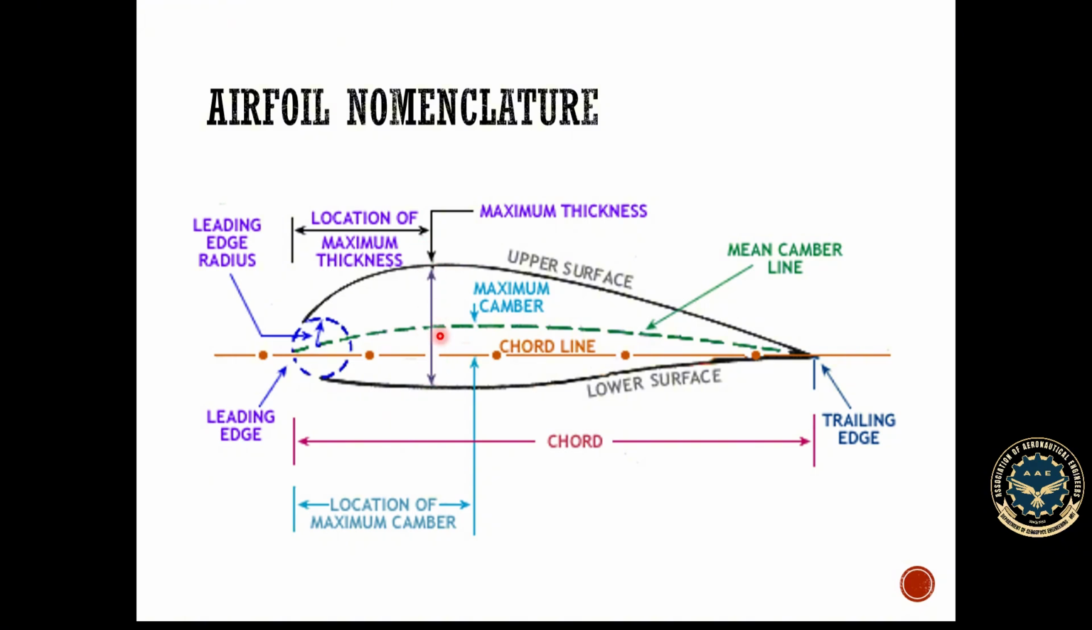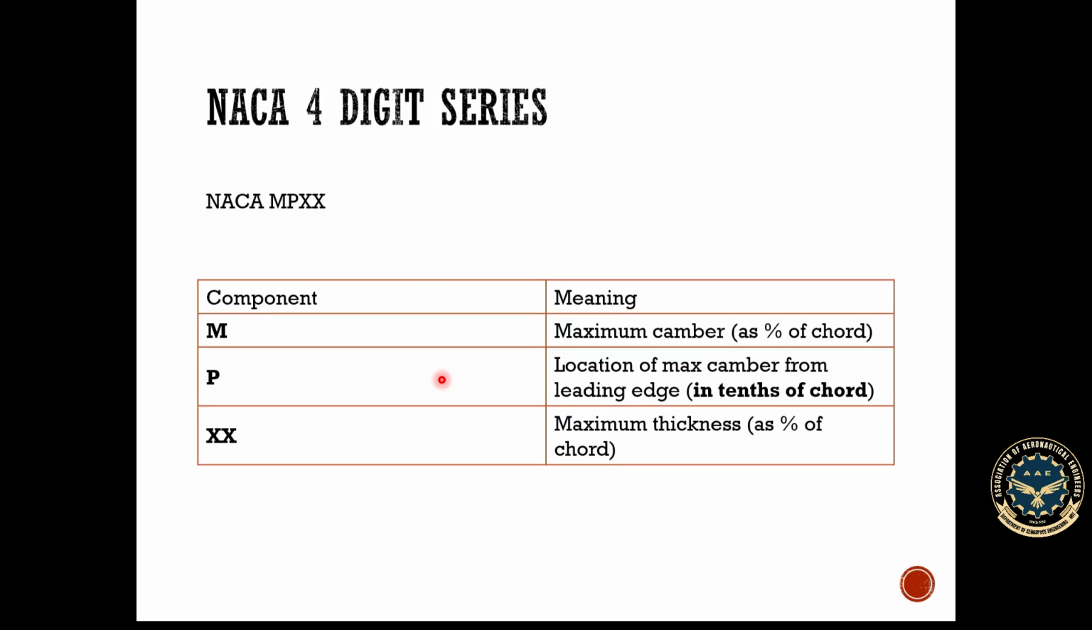It's very large, the distance between the upper surface and the lower surface. So this is the basic nomenclature that you need to know in an airfoil. So next we'll move on to the NACA series.